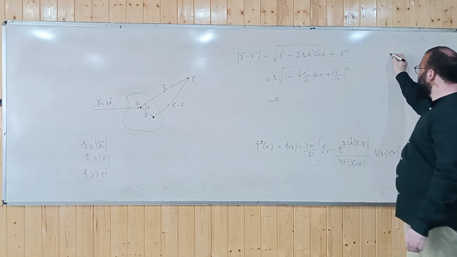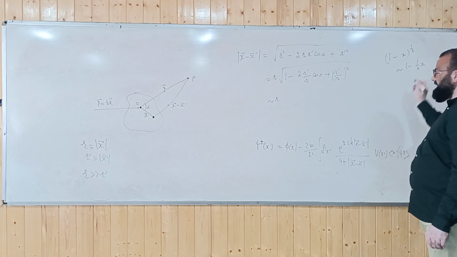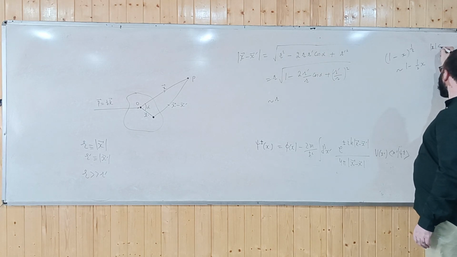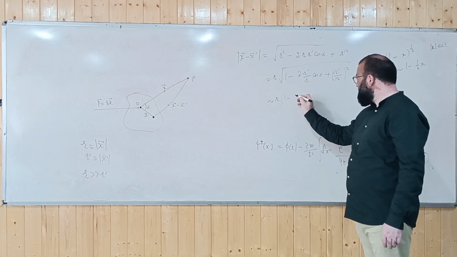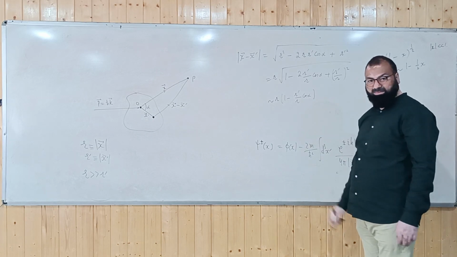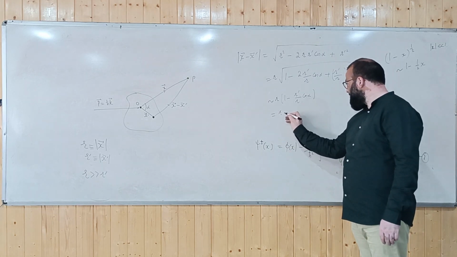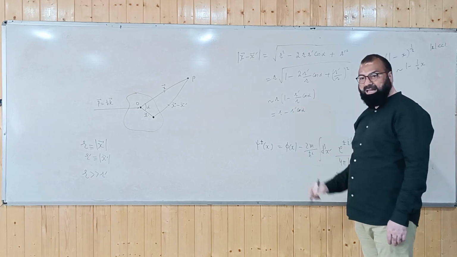So it is 1 minus x raised to the power half, which is 1 minus half of x, when the magnitude of x is very small. Got it? So I can write it as simply r minus r prime cosine of alpha. What is that equal to? R and R will cancel out.